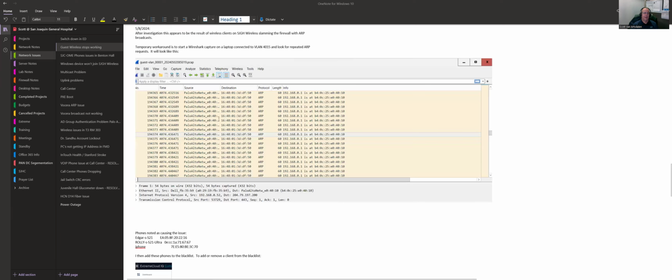This isn't a filtered display, but just over and over, page after page after page, you'd see, who has this IP address, tell whoever. Who has this IP address, tell whoever. And then what you would see mostly is the firewall responding with, this is my address, and here's where I am.